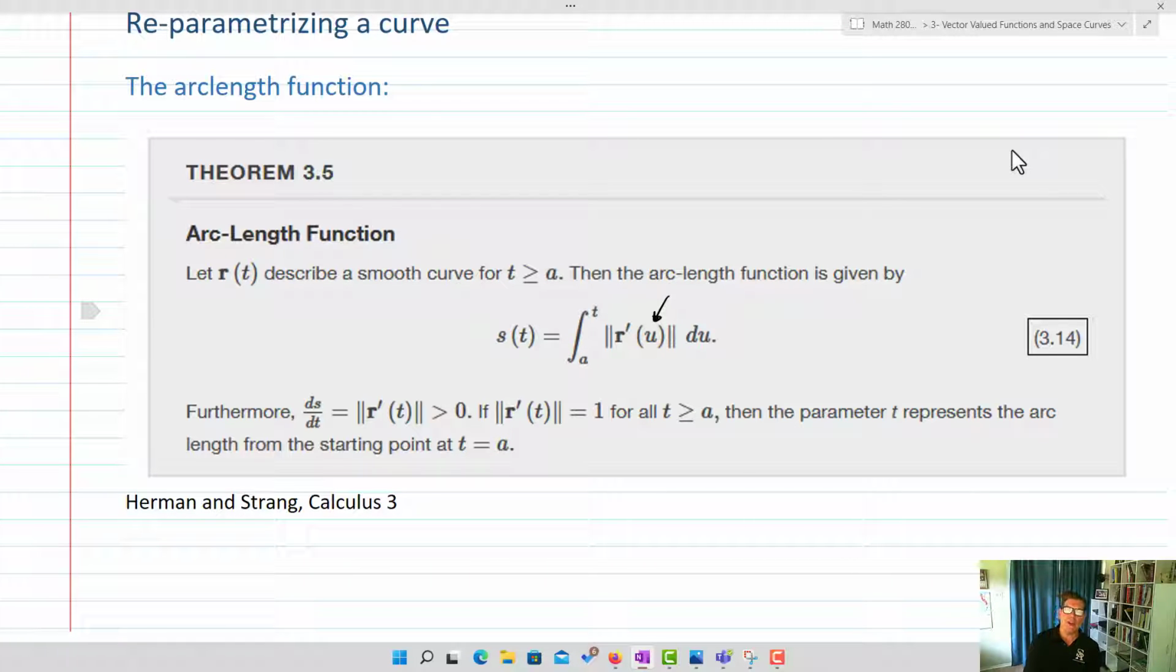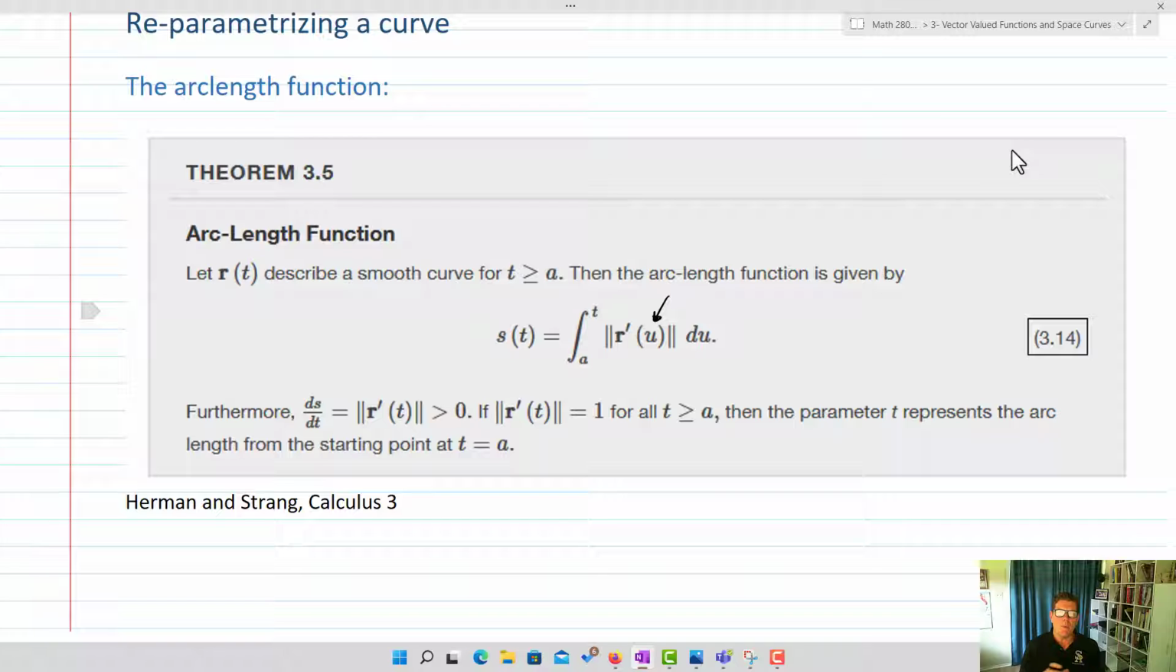And if we have that r prime of t is a unit vector, for example the unit tangent function, then for all t greater than or equal to a, the parameter t represents the arc length. So it'll actually give us back the arc length, from the starting point at t equals a. So what we know is that the arc length here is going to end up being t minus a, and we can establish what that value is for any value of t.